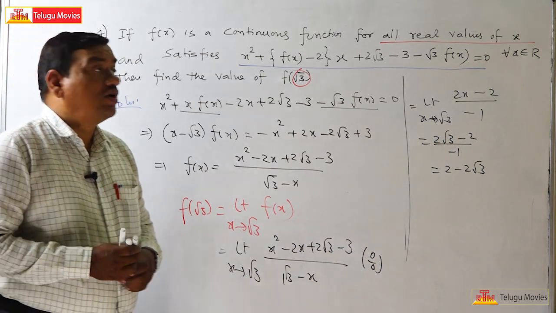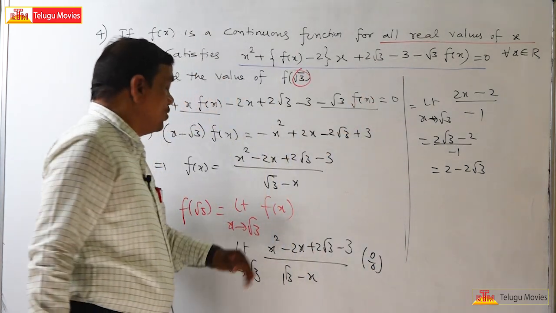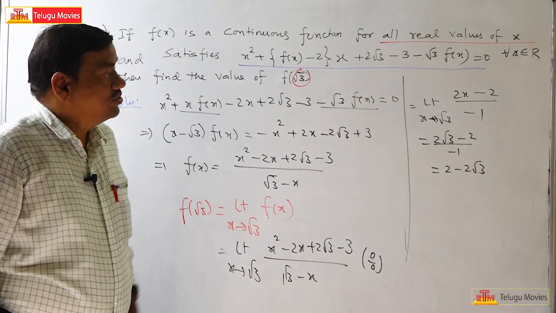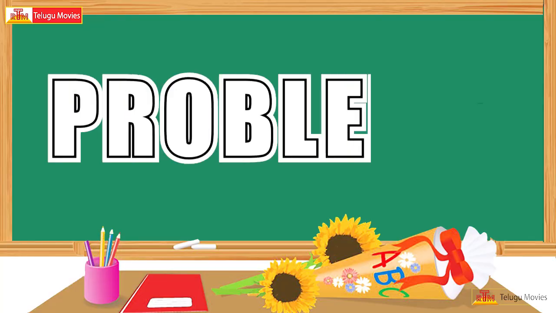So from this problem, what do we have to observe here? For all real values of x means at x is equal to root 3 also, it is continuous. Okay? I hope that you understand this solution. So, let us move to the next problem.